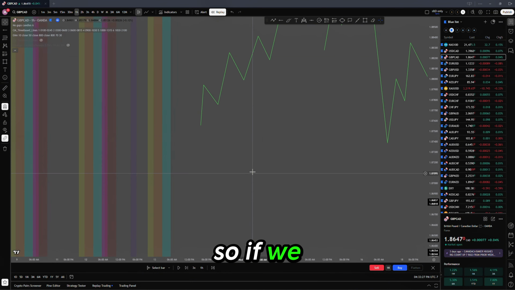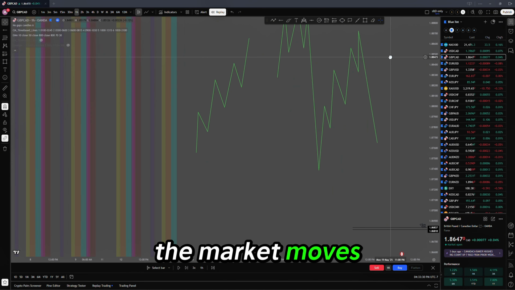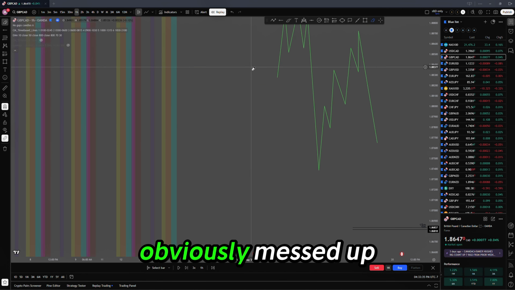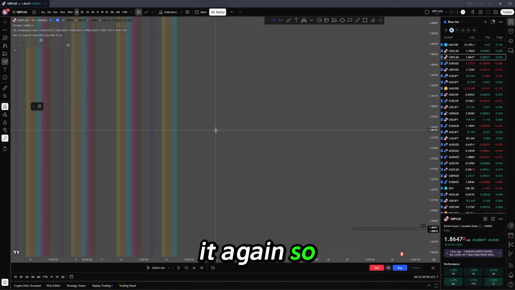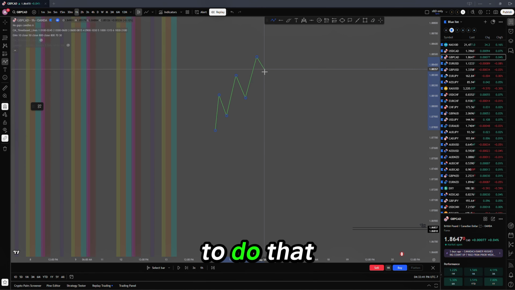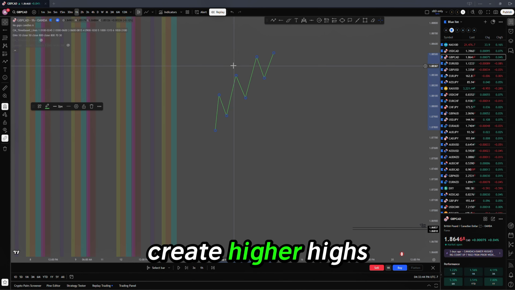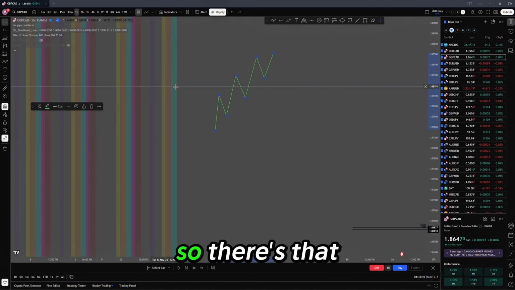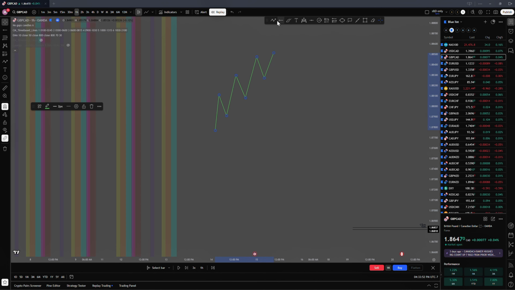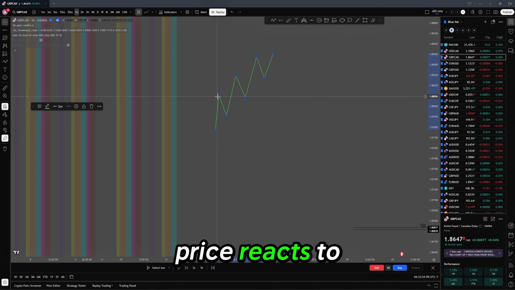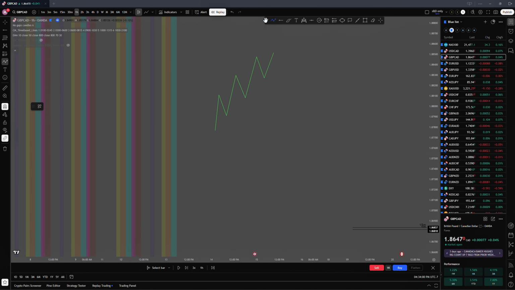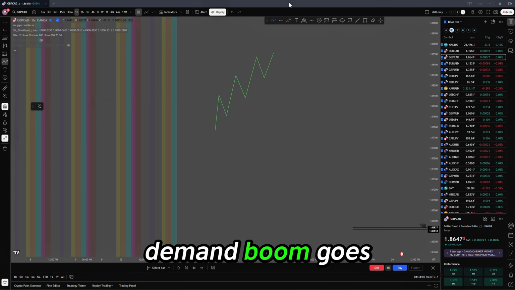So if we come up here, this is how the market moves. So I drew this in the previous recordings where I obviously messed up. So I'll just do it again. So price action wants to do that. It wants to create higher highs, higher lows, lower highs, whatnot, wherever's bearish or whatnot. So there's that. Now, notice how price reacts to a structure point, right? So that's what price action wants to do. And this is a great way to trade. Like you create a supply or demand right here. Look, create a demand, boom, goes up.